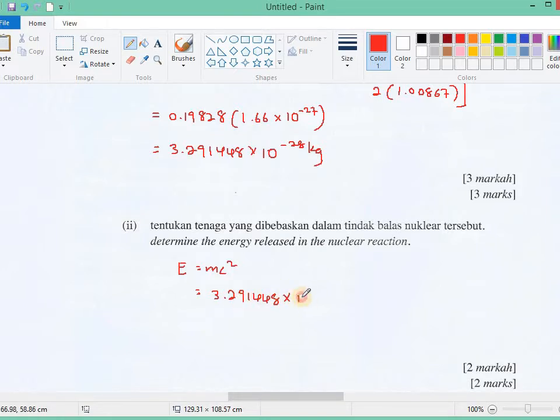3.291448 times 10 power by negative 28, times the speed of light square, 3 times 10 power by 8 square. So equal to 2.96 times 10 power by negative 11 joule.